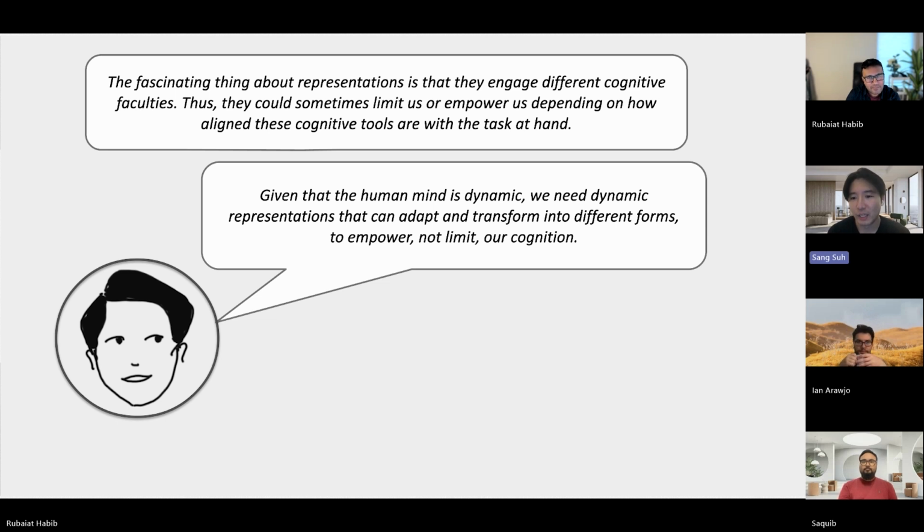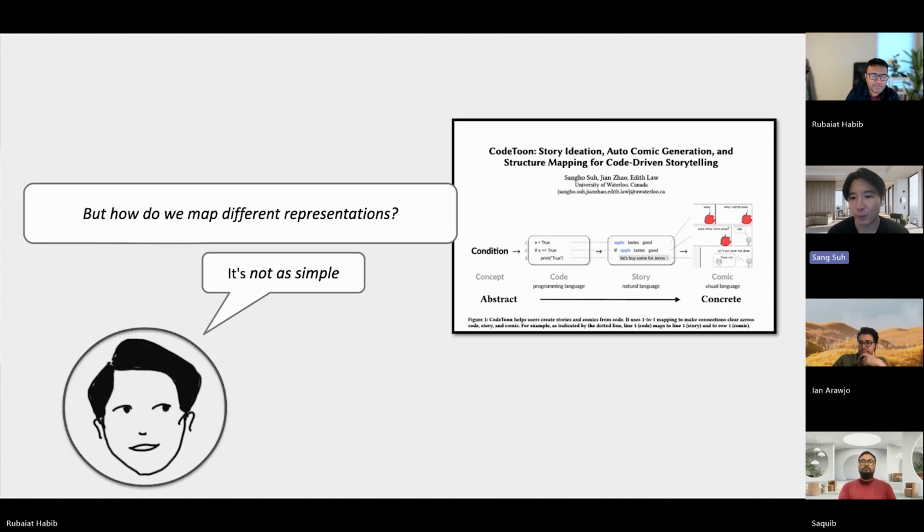And oftentimes our human mind is dynamic, right? We need to think at a very abstract level, but sometimes think in a very concrete sense. So I think what really motivates my research is having these dynamic representations that can align with this evolving nature of human cognition. And I think that will be the key to really empowering our communication and learning. So I think that's really cool.